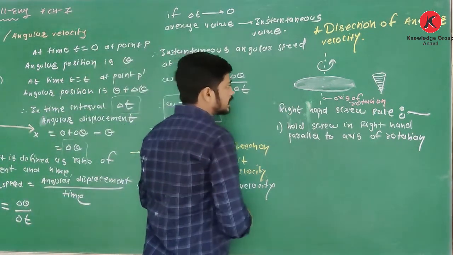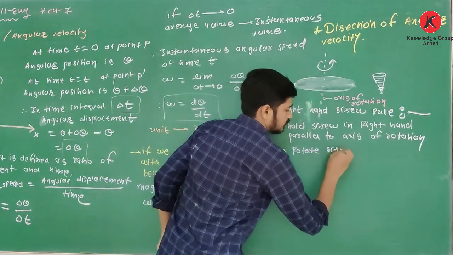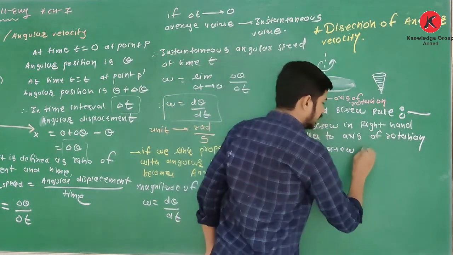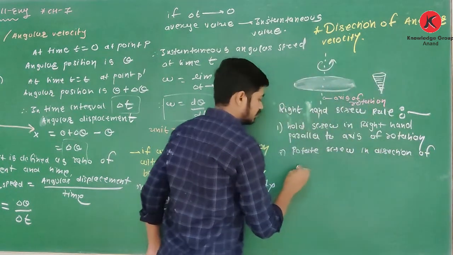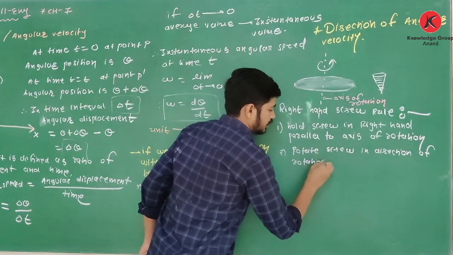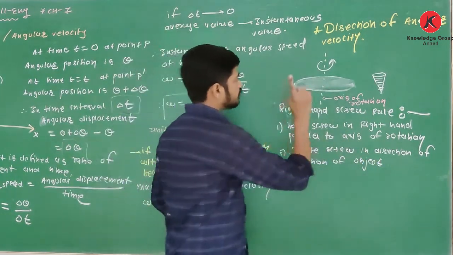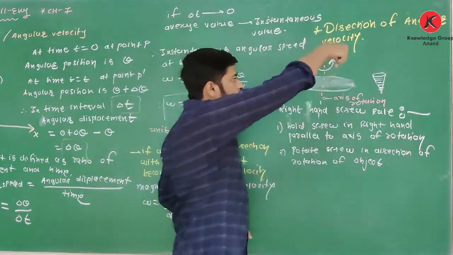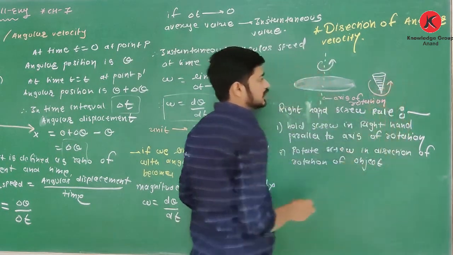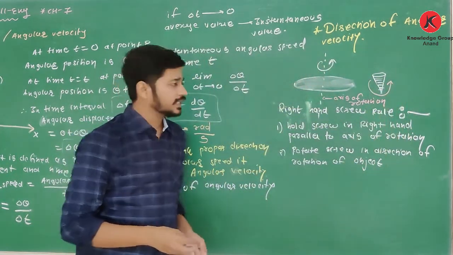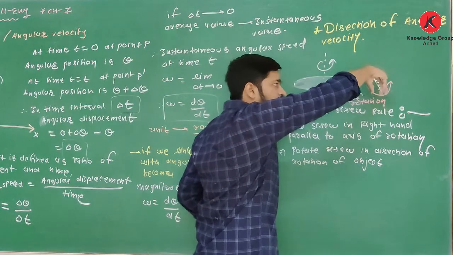Second step is rotate screw in direction of rotation of object. Object is rotating in this direction. Yes or no? So you have to rotate screw in this direction. Yes, you have to rotate screw in this direction. So yes, if you rotate screw in this direction, means it is in anti-clockwise direction.